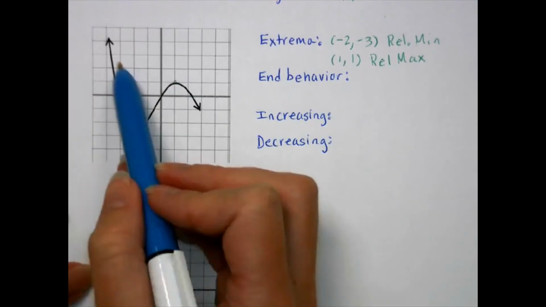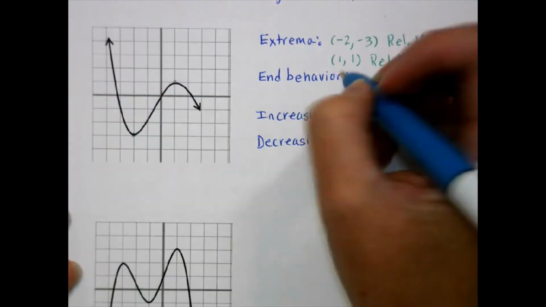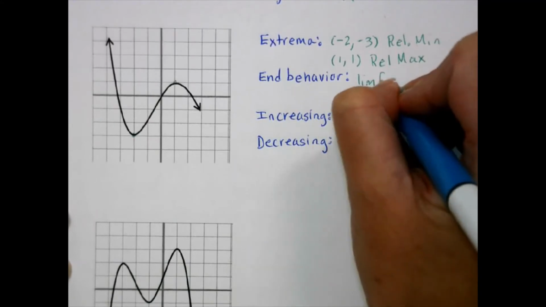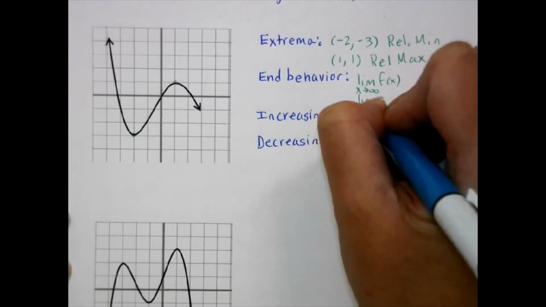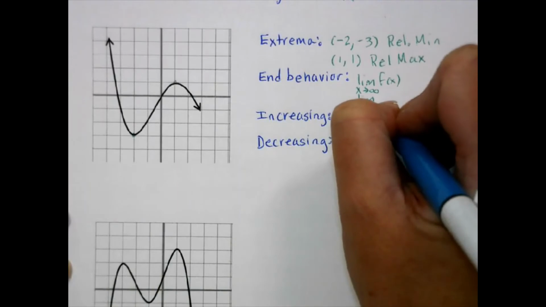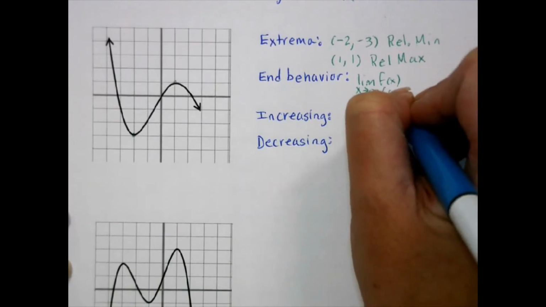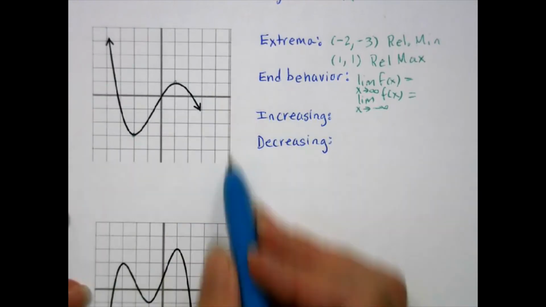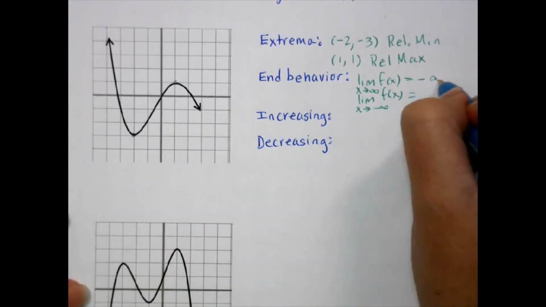Our end behavior: as we go to positive infinity, our graph is going down to -infinity. As we go to -infinity, our graph is going to positive infinity.